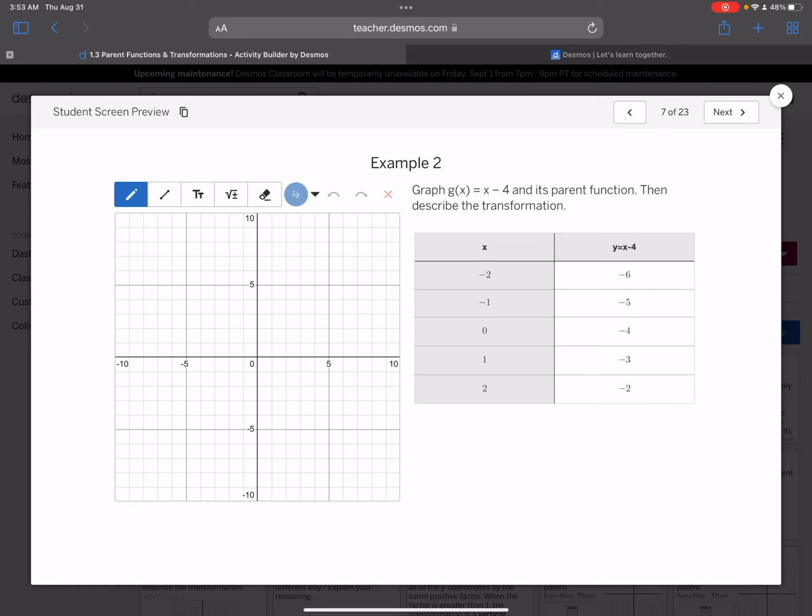So we're going to graph these points. So negative 2, negative 6. Negative 1, negative 5. 0, negative 4. 1, negative 3. And 2, negative 2. And we're going to connect these with a line.